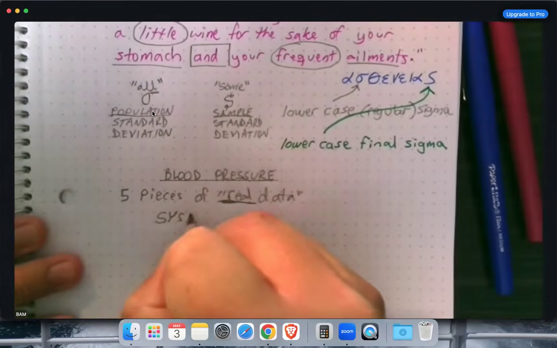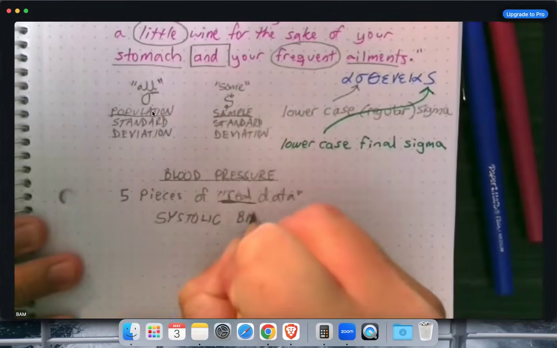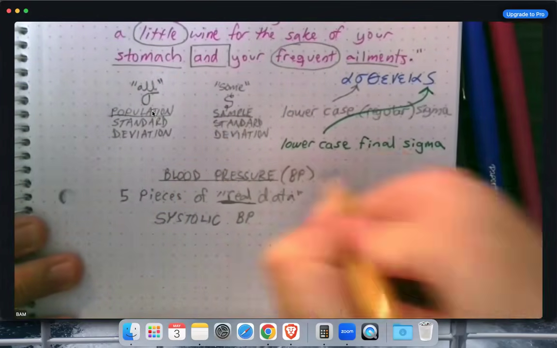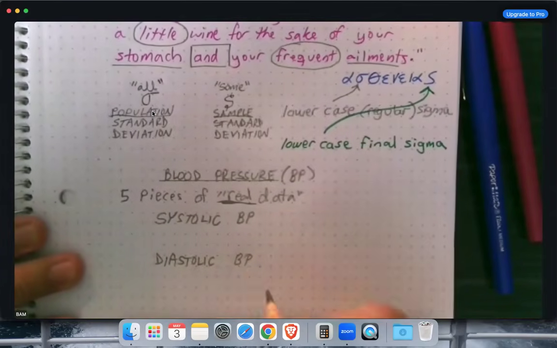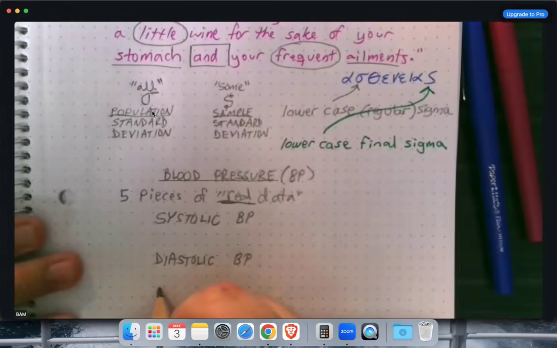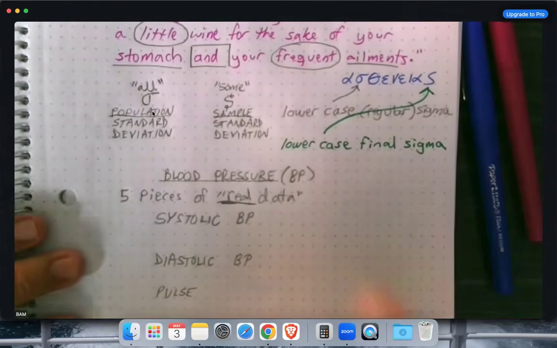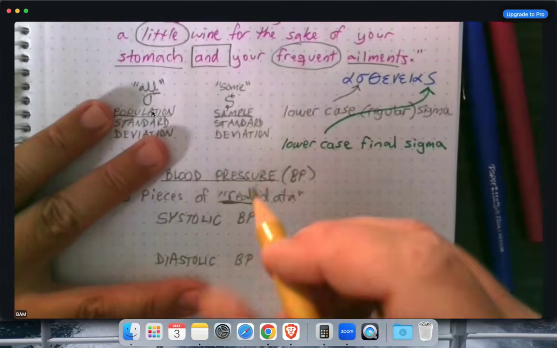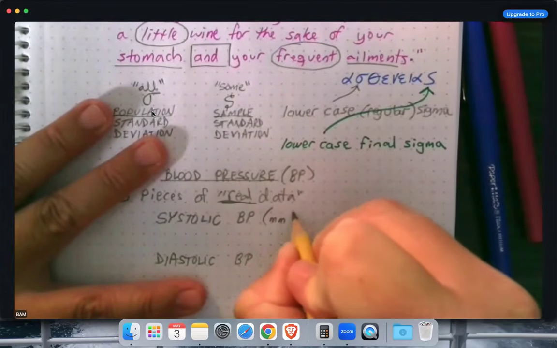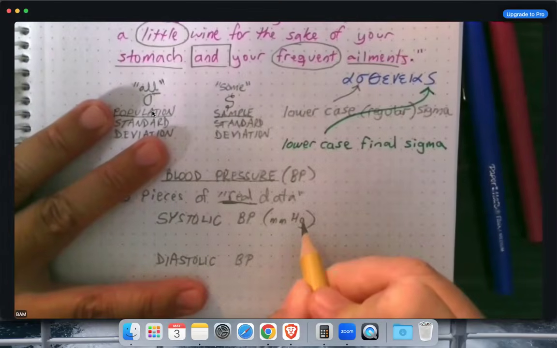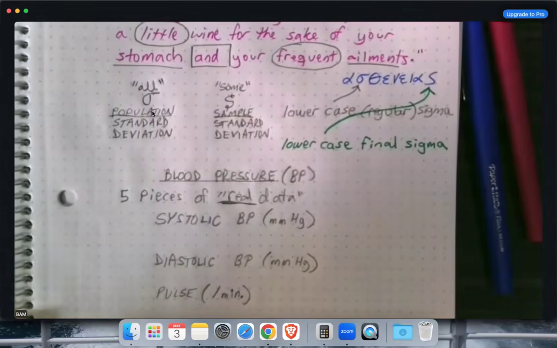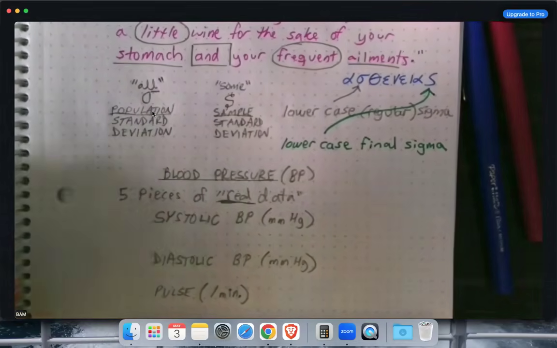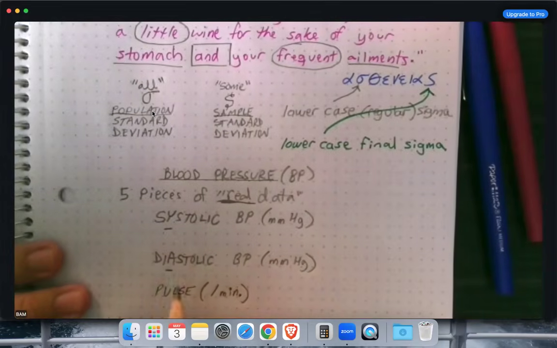So there's systolic, and BP is short for blood pressure. There's diastolic, and then there's pulse. So pulse is not really blood pressure. These two are, and the machine I'm going to be using measures it in millimeters of mercury, and the pulse says per minute, beats per minute, right? So what does systolic, diastolic mean? I'm putting pulse in brackets because that's not really blood pressure.